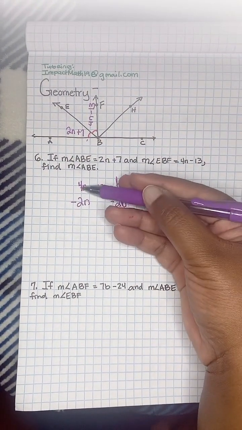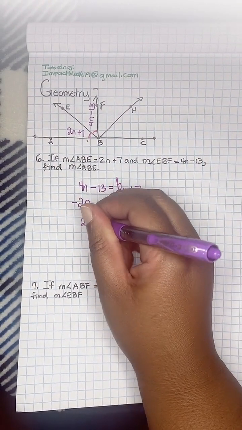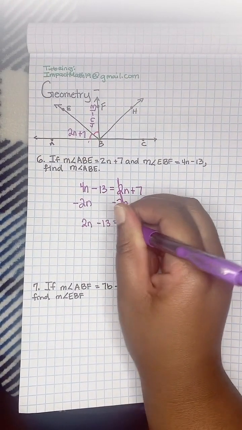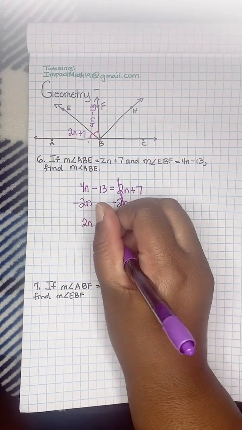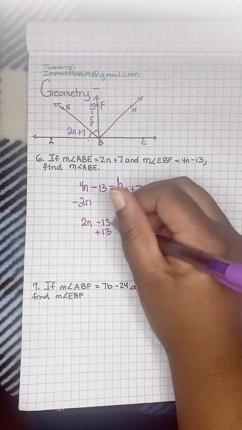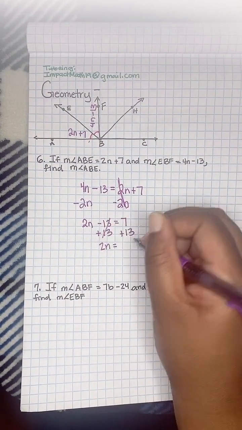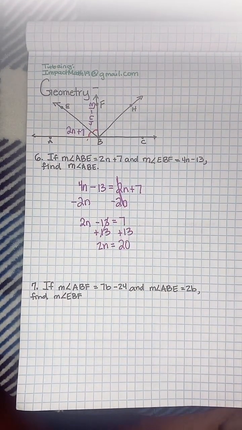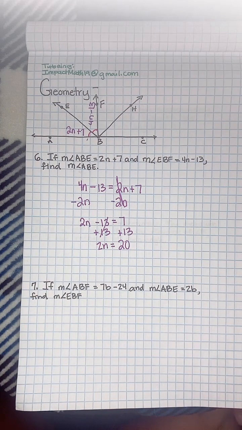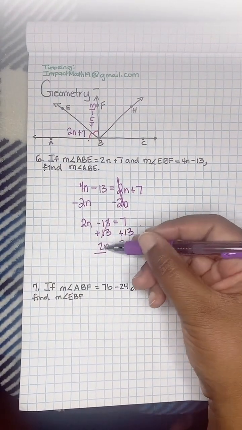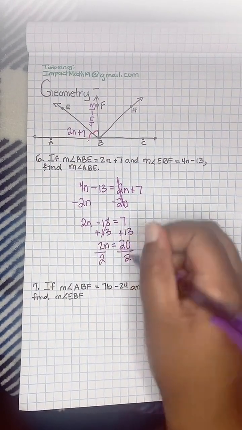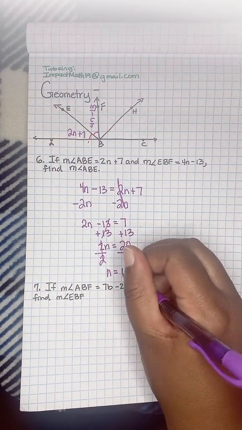This cancels. And then 4n minus 2n is going to give us 2n minus 13 equals 7. Good. And then Braxton said add 13. Perfect. So we're going to add 13 to both sides. And we get 2n equals 20. Okay, what's our very last step? How do we get n by itself? Divide. Wonderful. So we're going to divide both sides by 2. And then n equals 10.